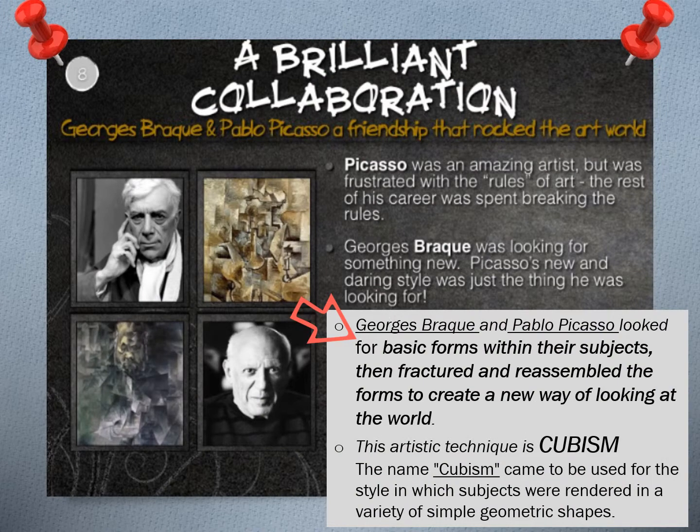George Braque and Pablo Picasso were a brilliant collaboration, a friendship that rocked the art world. Braque and Picasso looked for basic forms within their subjects, basic shapes. Then they fractured and reassembled the forms to create a new way of looking at the art world. This artistic movement was called Cubism.